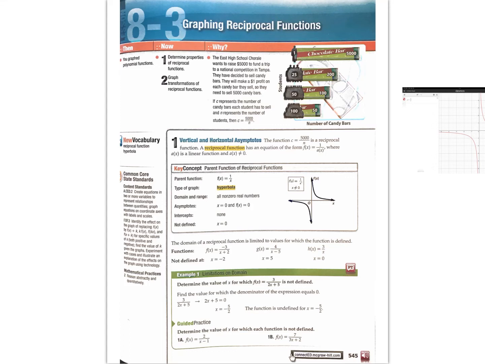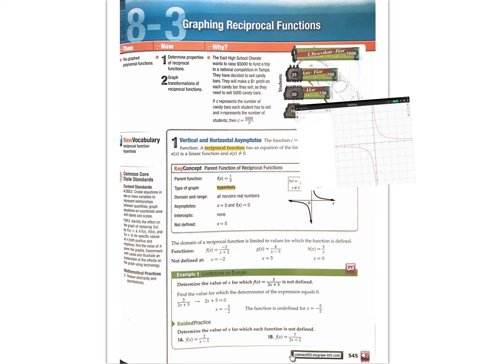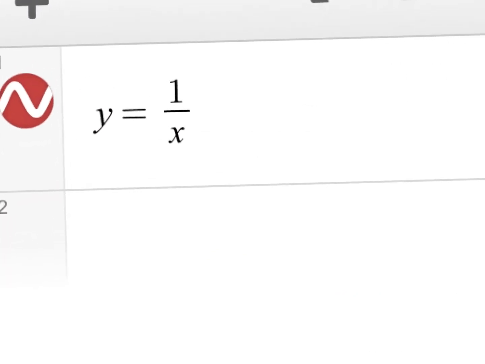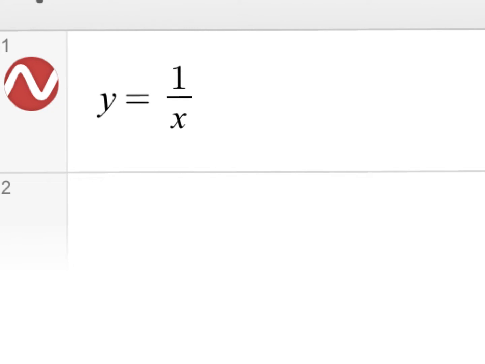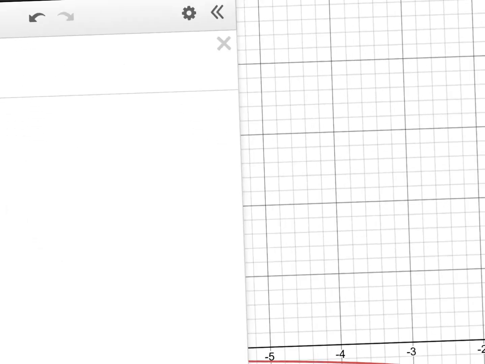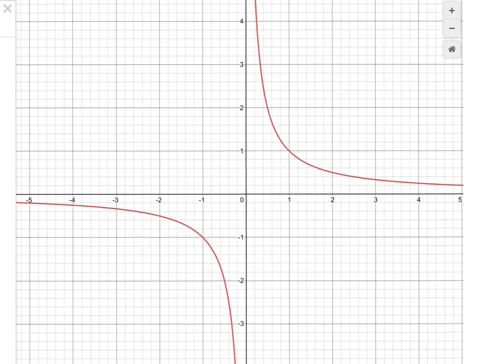So we are actually starting 8.3 today. And we could go through the book, but then again, we already went through Desmos yesterday and we investigated this parent graph y equals 1 over x. Here it is, y equals 1 over x.